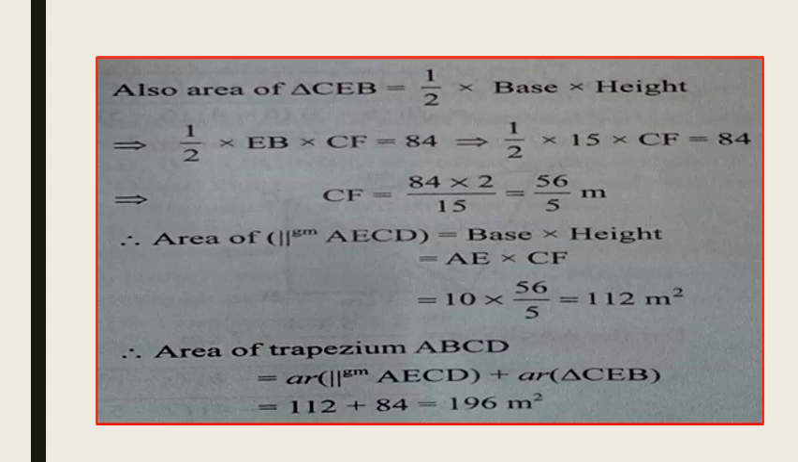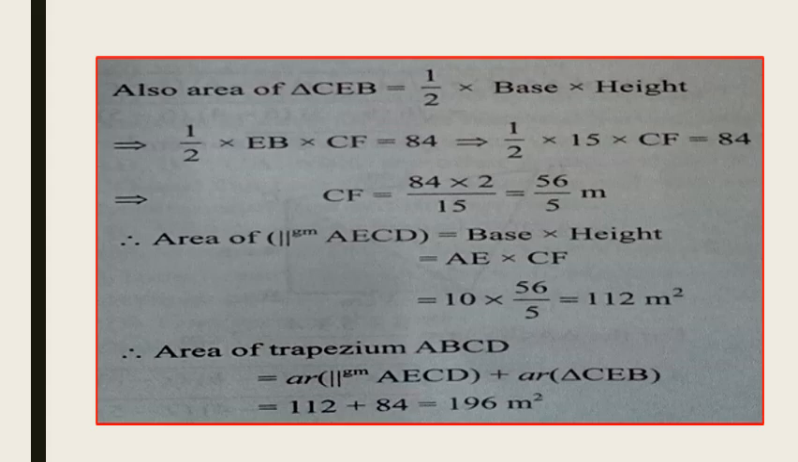We know that the area of triangle CEB can be written as 1 by 2 into base into height. Here the base is BE and the height is CF. We know the area of triangle CEB is 84. That is 1 by 2 into BE, which is 15, into CF is equal to 84. Therefore CF is equal to 84 into 2 divided by 15, that is equal to 56 by 5 meters. 56 by 5 we can write as 11.2, or as a fraction 56 by 5 meters. CF is nothing but the height of the parallelogram.